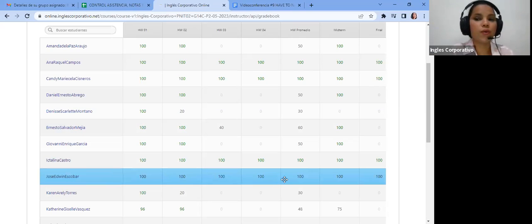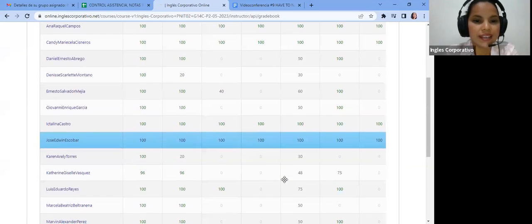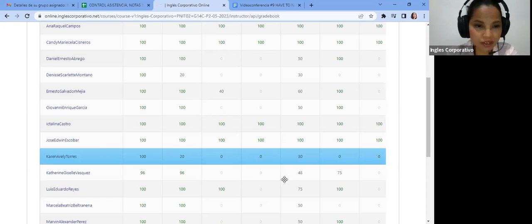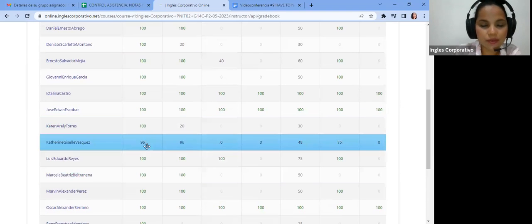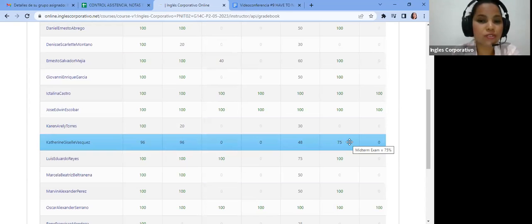Italina is already complete with the homeworks and also with the exams, right? Edwin also is complete with all the homeworks that you have to do. Karen is complete for week 1, but you had to work in week 2, right? And also you had to work in the midterm, okay? Tiene que trabajar en el midterm y tiene que completar la semana 2. Katherine also is complete with week 1 and also week 2, right? And also we have the midterm, but I don't know if you are going to continue with that. You have to complete it also, right?